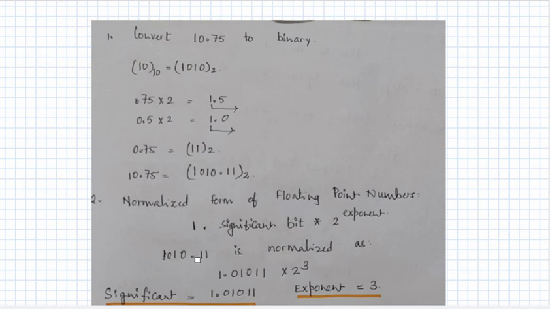Since I shifted it by 3 places to the left, my exponent will be 2 to the power of 3. If it requires you to shift it towards the right, this becomes 2 to the power of minus 3. Once I perform normalization, my significant will be 1.01011 and the exponent will be 3. Here we complete the second step.